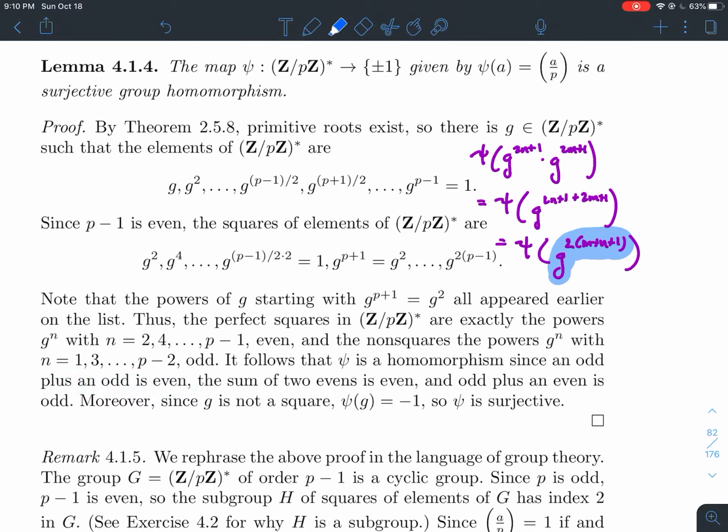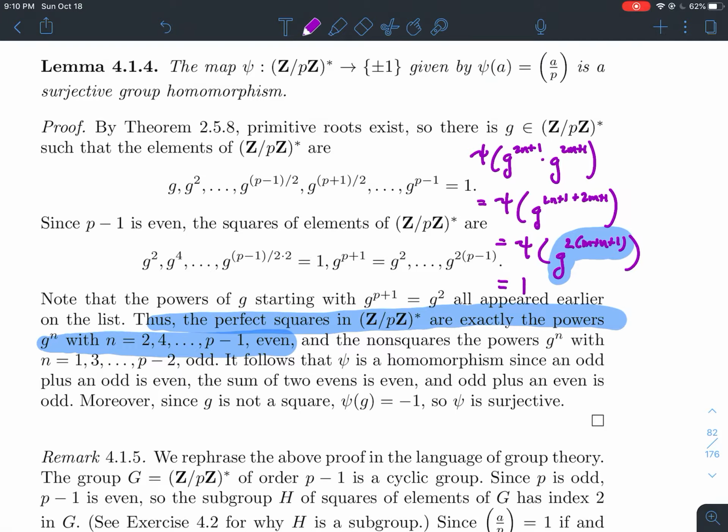And if I look back, wait a minute, the perfect squares in Z mod p Z star are exactly the g's that have even powers. So what do I know? What does a psi do? Psi spits out the Legendre symbol of this number. If that's a perfect square, its Legendre symbol is 1. So this is equal to 1.